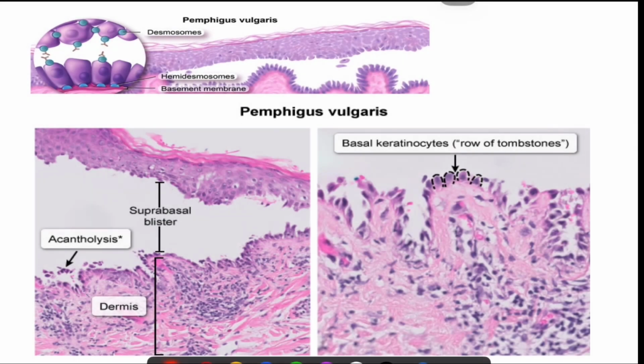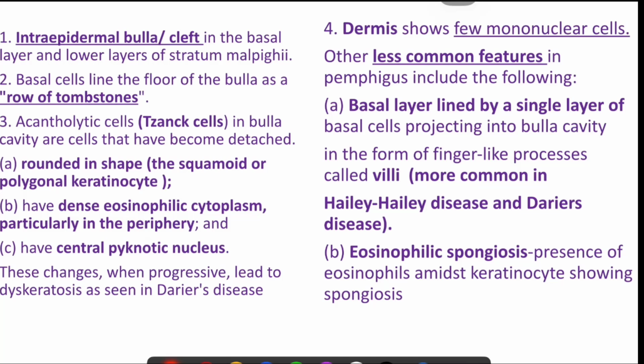So here in this, because of desmoglein, the desmosomes are separated. So this is detachment of two epidermal or spinous keratinocytes, and this is pemphigus vulgaris, but hemidesmosomes are intact. So these are intact, these are damaged. So this is pemphigus vulgaris and this is tombstone appearance.